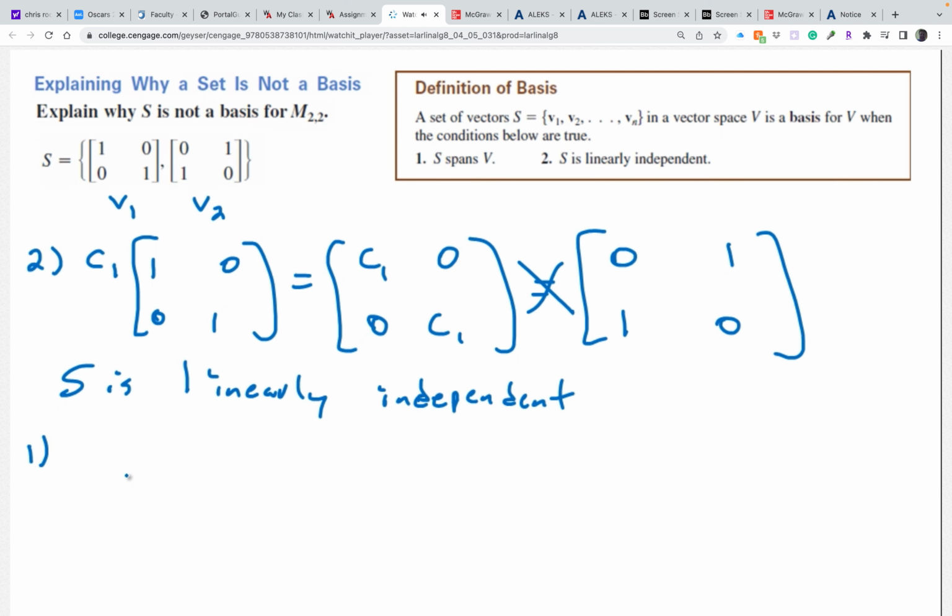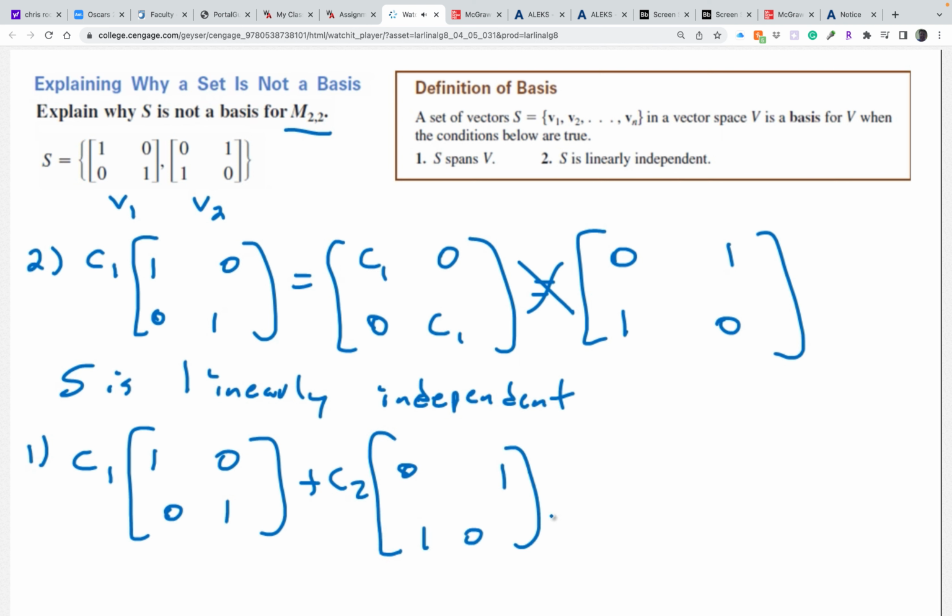But for the first condition, if S spans V, this space of all 2 by 2 matrices, well, that means that we can create any 2 by 2 matrix from these two matrices, meaning we can take a constant multiple C sub 1 of the first matrix, 1, 0, 0, and 1, and add a constant multiple C sub 2 of the second matrix consisting of 0, 1, 1, and 0, and we can get any 2 by 2 matrix. For example, the matrix with the first row 1 and 0 and the second row 1 and 0.